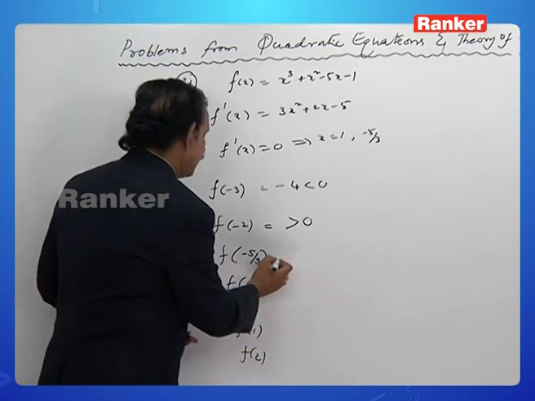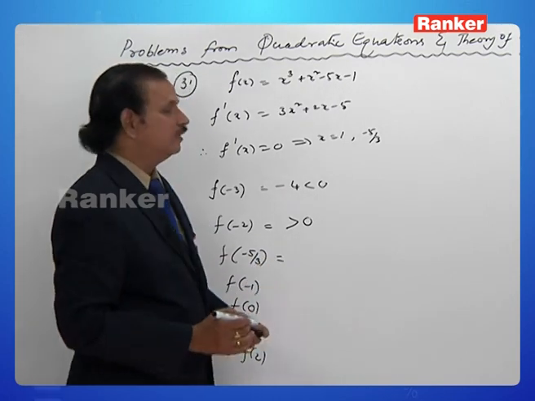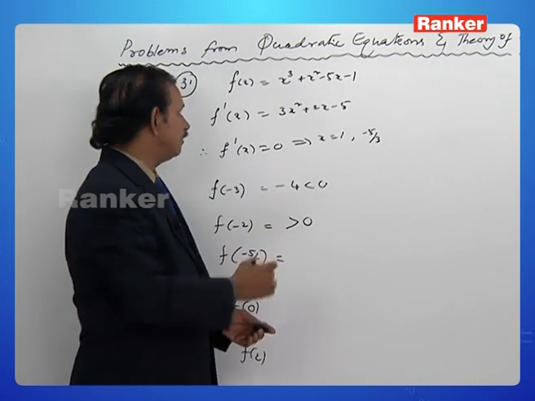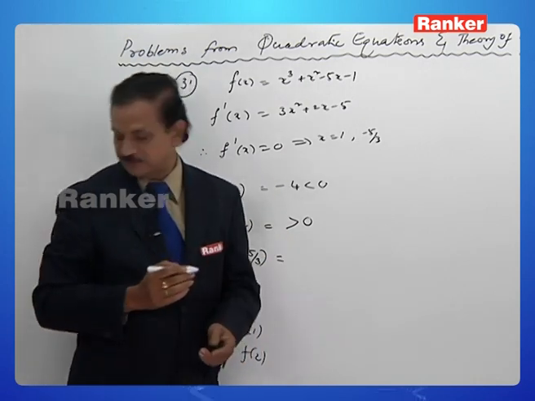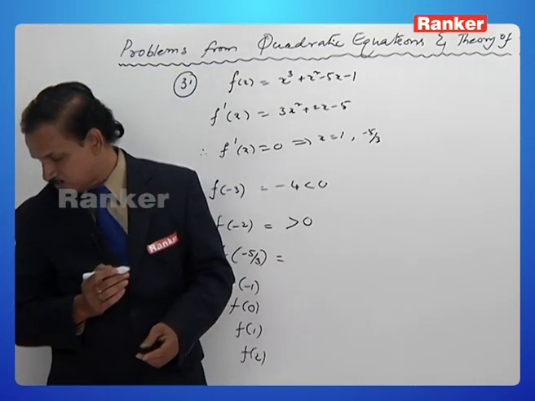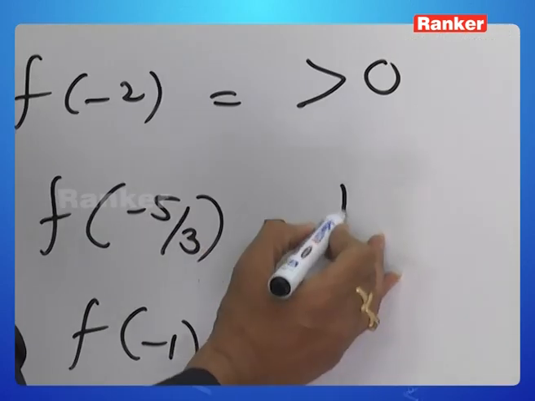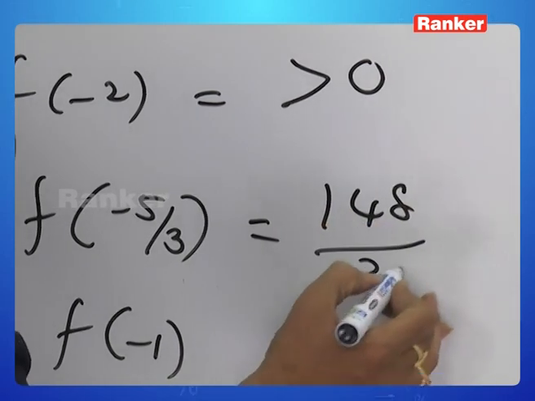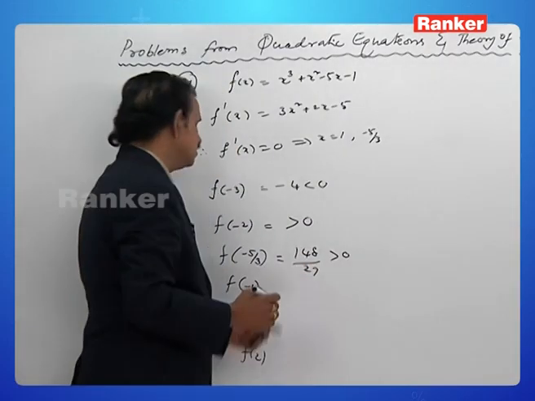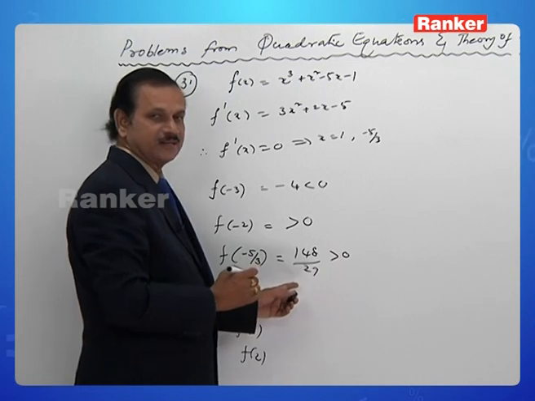Well, find f of minus 5 by 3. If you substitute this minus 5 by 3 in f of x, then it is very clear to observe that f of minus 5 by 3 is 148 by 27. It is greater than 0. This is greater than 0 and this is also greater than 0.